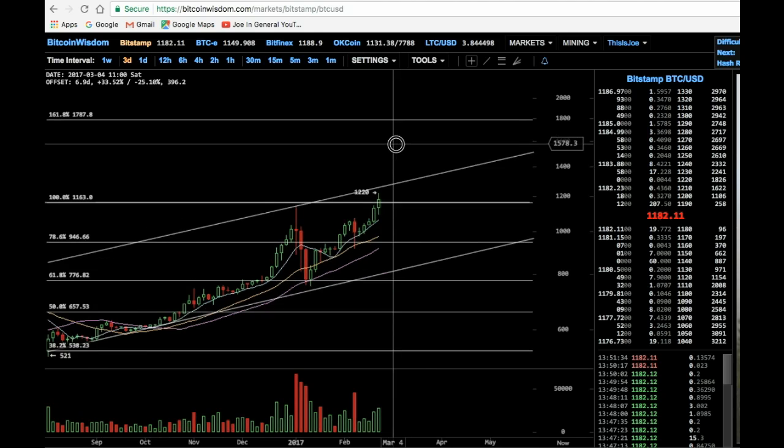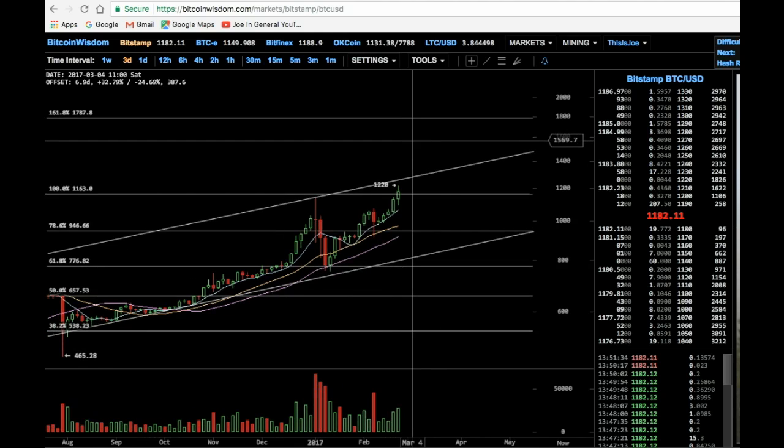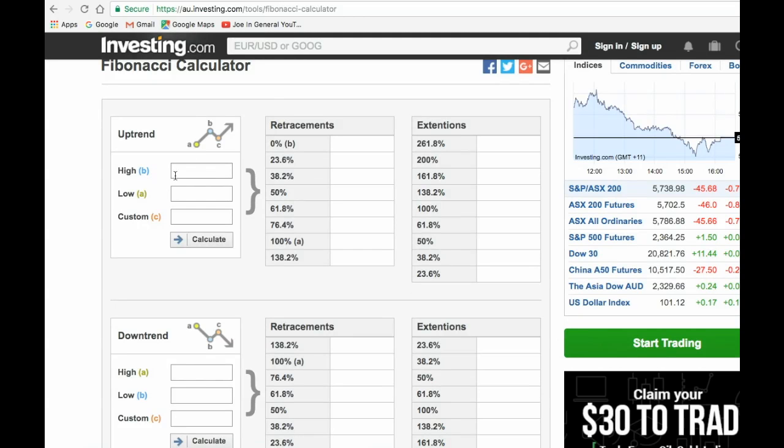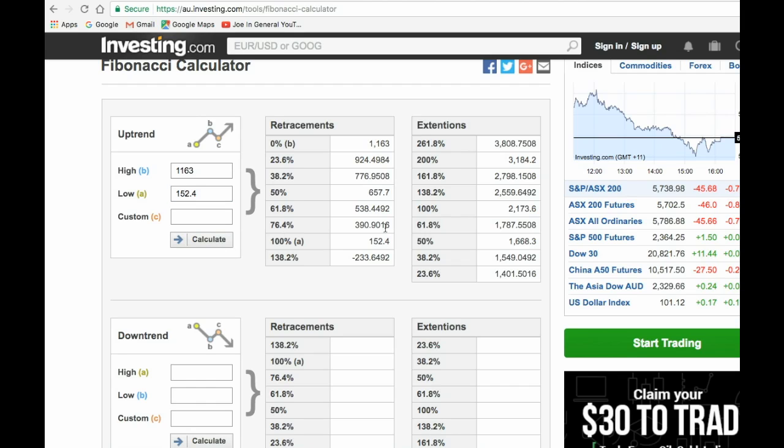Now, another way we can do Fibonacci is by using a Fibonacci retracement or extension calculator, and we just so happen to have one right here. So if we can actually pop in the exact numbers. If I type in the high of 1163 and the low of 152.40, and we hit the old calculate button, you'll see here we get a whole bunch of numbers.